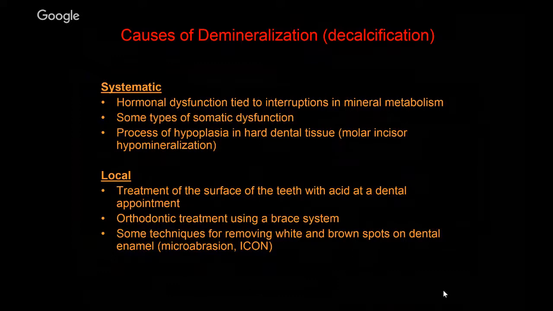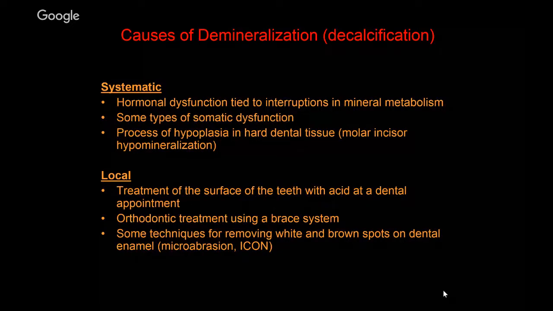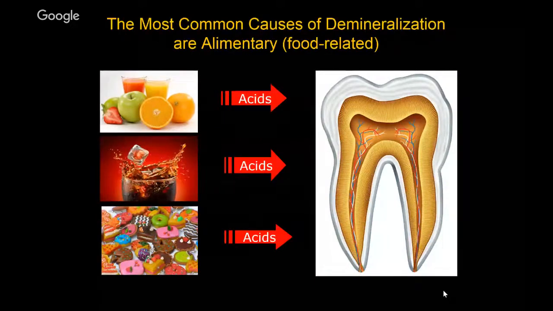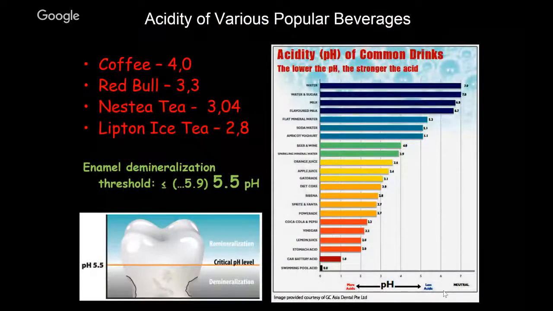For example, treatment of the tooth surface with acid during a dental appointment, our routine procedure in the clinic. Orthodontic treatment using a brace system, and some techniques for removing white and brown spots on dental enamel, for example more aggressive techniques like microabrasion and ICON. But the most common causes of demineralization are alimentary, food related. We use many food acids, and on this slide you can see the acidity of various popular beverages.